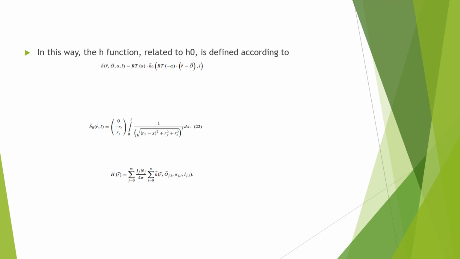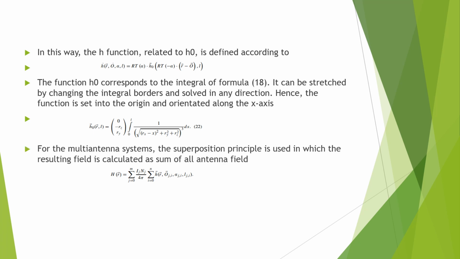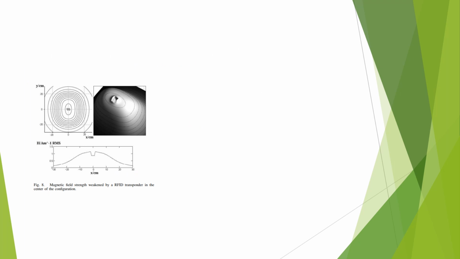In this way, the h function is related to h naught and is defined according to the formula given below. The function h naught corresponds to the integral of the formula. It can be stretched by changing the integral borders and solved in any direction. Hence, the function is set into the origin and oriented along the x-axis, which is given below. For multi-antenna systems, the superposition principle is used, in which the resulting field is calculated as the sum of all antennas. Using this equation, it is possible to calculate different antenna configurations.